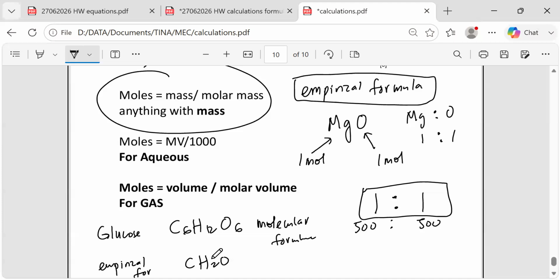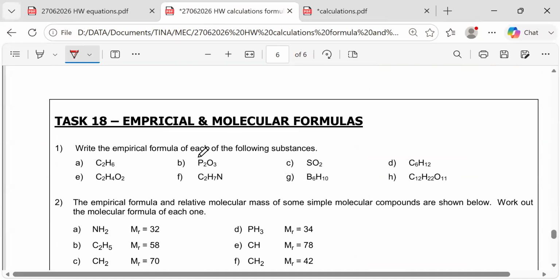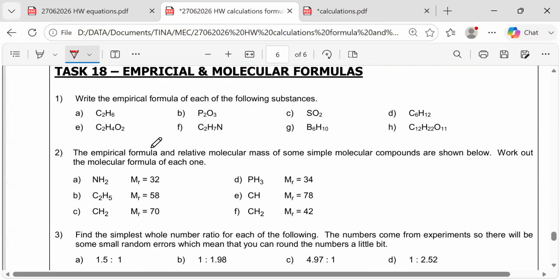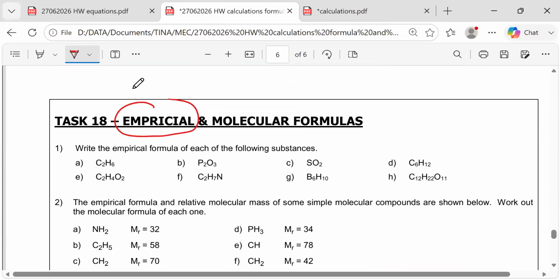All right, look at the previous paper, the calculation one just now, and look down at this page. Task 18. I think it's the last page of this. Can you all find it? It's written here, task 18. The old paper, not the new paper. Empirical formula is basically the smallest ratio. Let's do a simple exercise to warm up. Can you do question 1? Just to know what you're doing. These are all molecular formulas, which means they're the actual formulas.